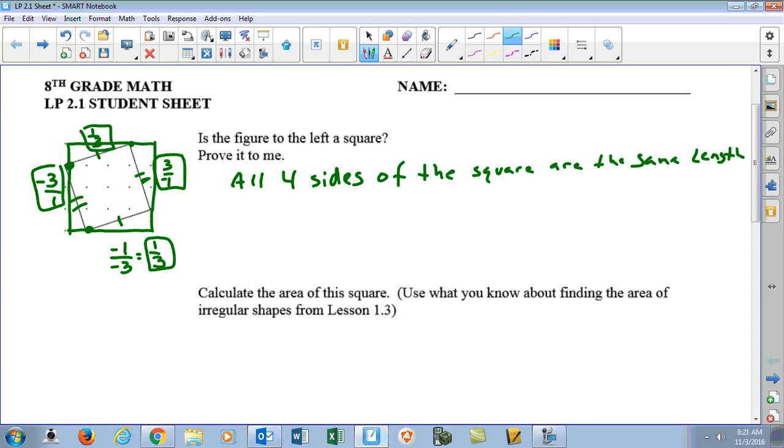Okay. So again, not just writing it down, but proving why. Now, what do we also know about a square besides all 4 sides are the same length? Brad? It has 4 right angles, right? Well, how do we know these have 4 right angles? What did we learn in investigation 1.1 and 1.2? How do we know that 2 lines are perpendicular to each other? Because if they're perpendicular, they form a right angle, right? How do we know?